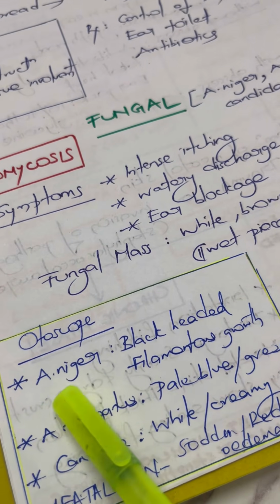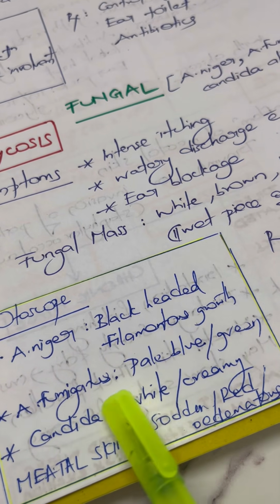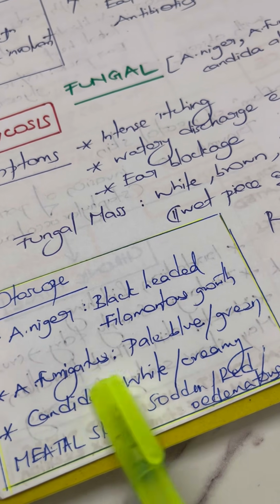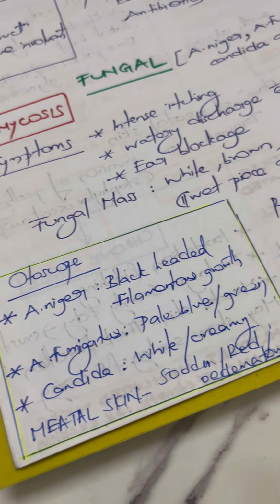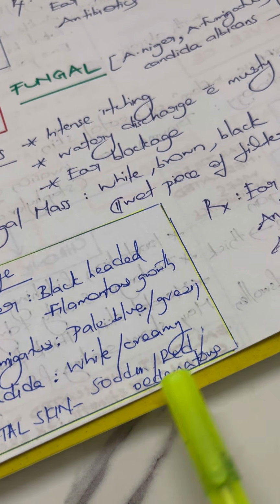If it is Aspergillus niger, it will be black-headed filamentous growth. If it is fumigatus, it will be pale blue and green in color. If it is caused by Candida, it will be white and creamy. And of course, we have to check the meatal skin. It will be sodden, red and edematous.